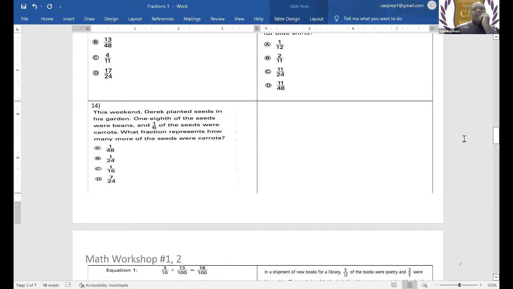Okay. So let's read that again. This weekend, Derek planted seeds in his garden. 1/8 of the seeds were beans and 1/6 of the seeds were carrots. What fraction represents how many more of the seeds were carrots? All right. So look at what we talked about earlier. Which is the larger fraction, 1/8 or 1/6? 1/6. Good. And what operation do we need to perform here? Subtraction. Why do we know that? Because it says how many more seeds? How many more? Okay, good.